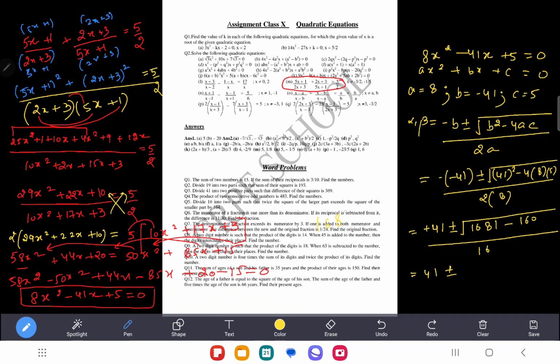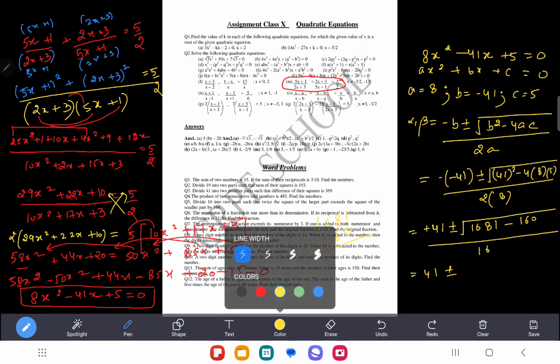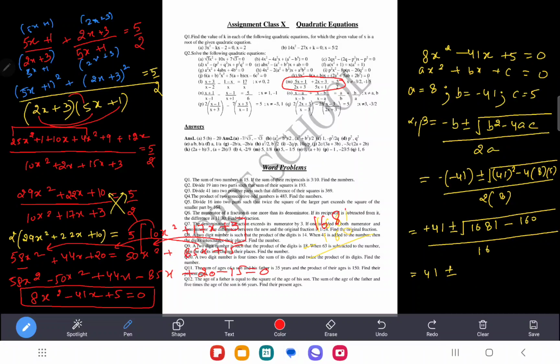So 1681 minus 160 shall become how much? 1521. So it is going to become under root of 1521 over 16. Yes or no? Correct? What is 1521 basically? 1521 is basically 39 times 39.